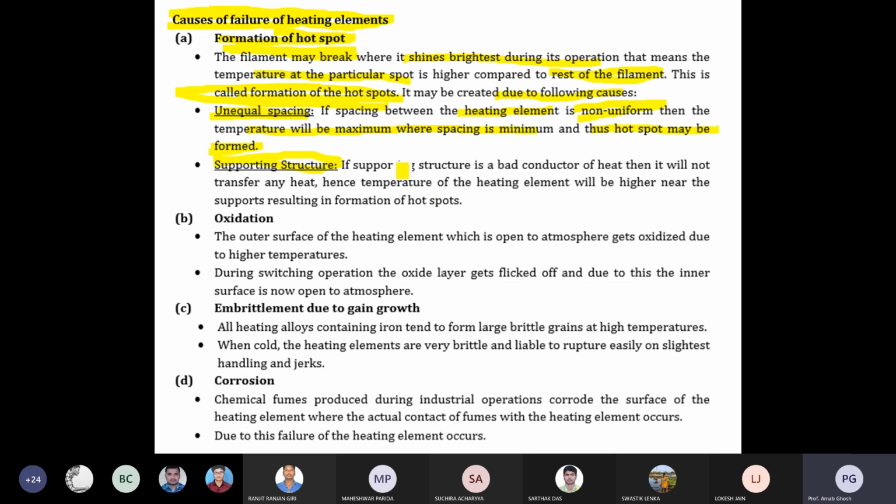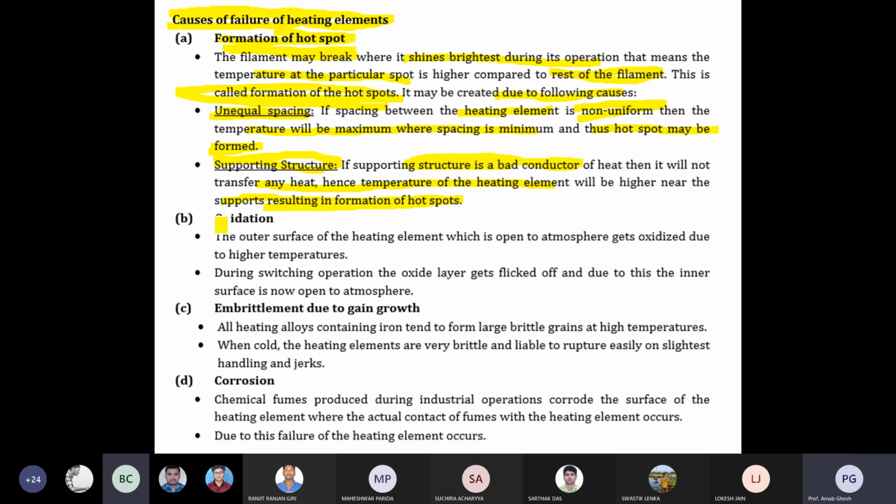Supporting structure: if the supporting structure is a bad conductor of heat, then it will not transfer the heat, hence the temperature of the heating element will be higher near the support, resulting in formation of a hotspot. So those are the basic issues for heating.